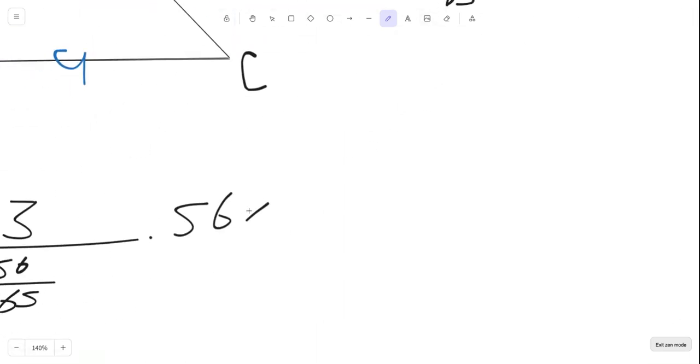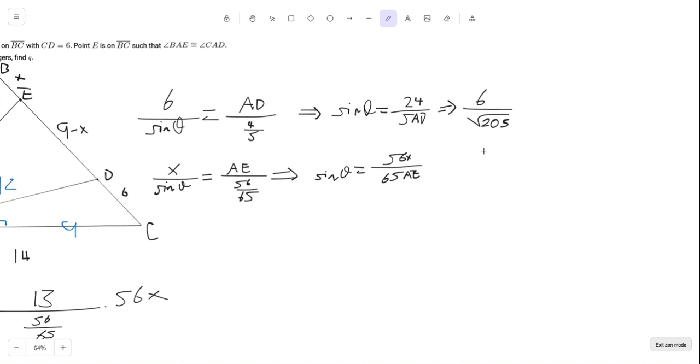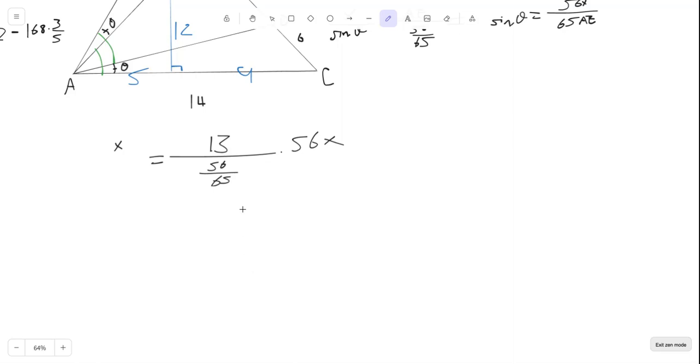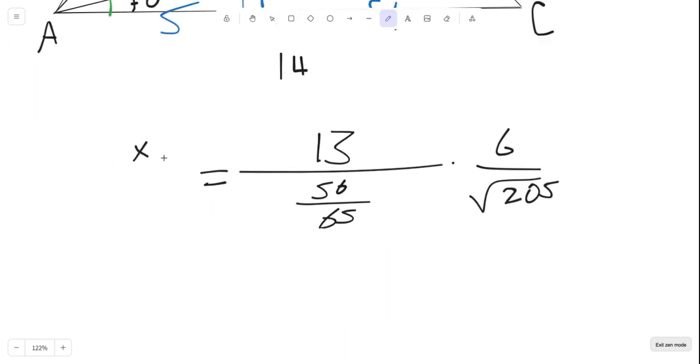Wait a second. Never mind. Wait, I nearly put this in. Sorry, we have 6 over root 205. Something's wrong.